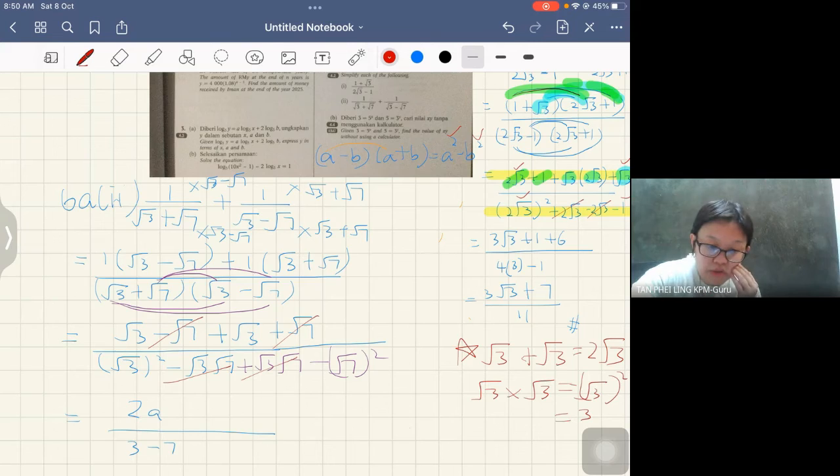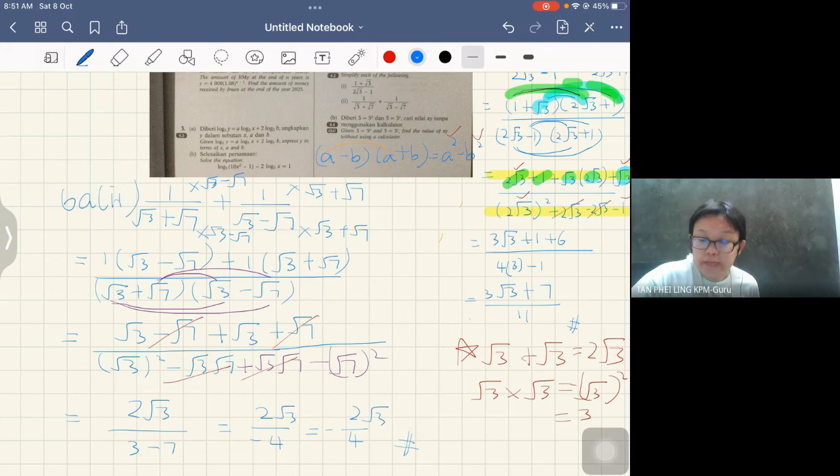Then we can solve our question now, which we will get here equal 2a over negative 4. So the negative cannot put at the bottom, so put it up. You see, 2a. This one should be 2 square root 3. So 2 square root 3 over 2 square root 3. The negative put in the middle, then you are done. That's it.